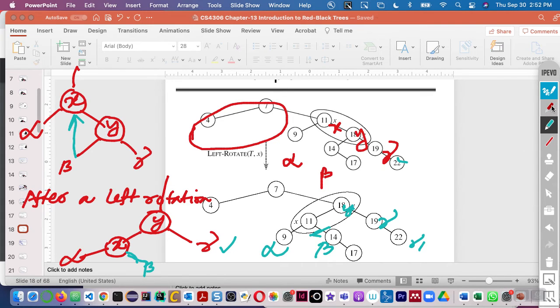So this is alpha, this is beta, this is x. And then how about this part? As I said, they are not going to move, right? They will be as is. They are there in position.